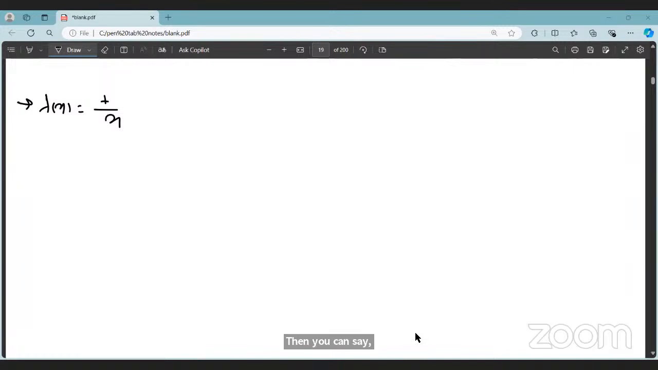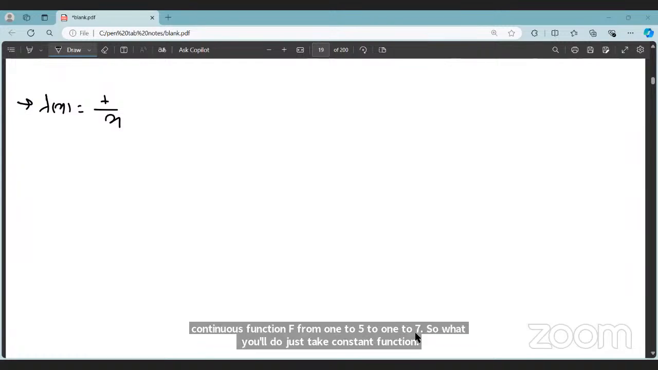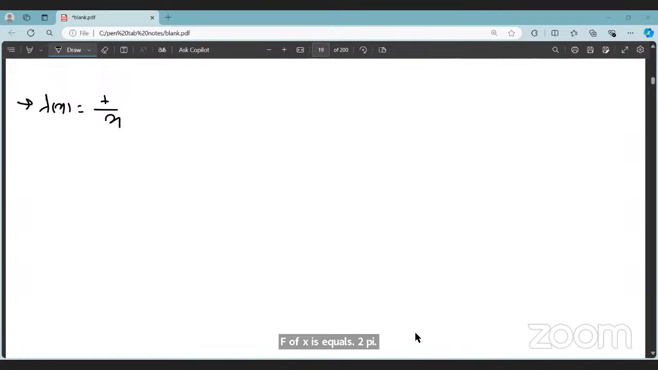For example, the first statement says that there exists a continuous function f from 1 to 5 to 1 to 7 in such a way that f of 3 is equal to pi. So just take the constant function f of x equals pi. Then that function is continuous over the whole real line, so it will be continuous over these two intervals. And f of 3 is also equal to pi because it's a constant function, right?